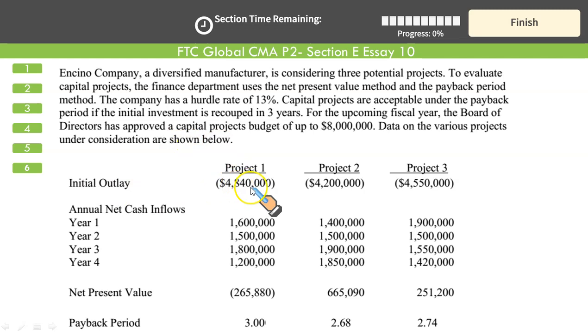Initial outlay for projects 1, 2 and 3 is given. Annual cash flows, and we have also been given the net present value, which is quite helpful. The first project is giving negative NPV, which means this project is generating less than 13% return. Project 2 is giving quite a sizable NPV, $665,000, and project 3 is giving an intermediate return of $251,000. Payback is 3 years, almost what we expect, then less than 3, and again less than 3. So this is the case study.